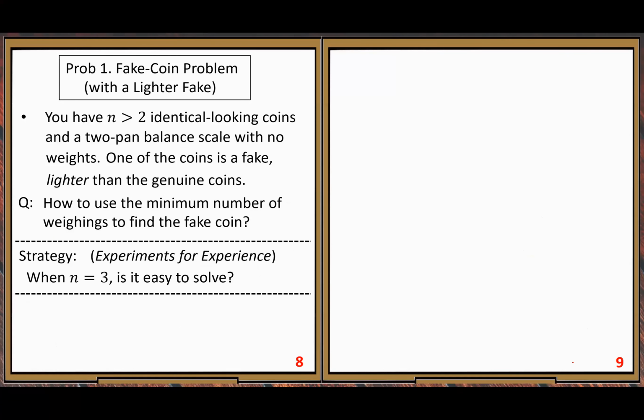Start with the question first. So the fake coin problem. Let me see. All right, look at the clock. I need to control the time.